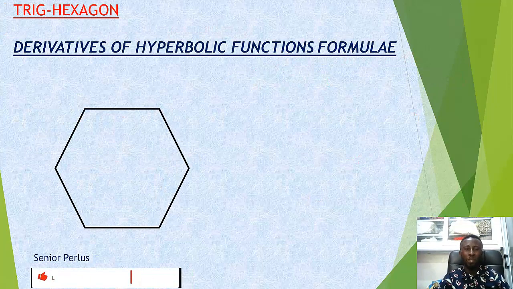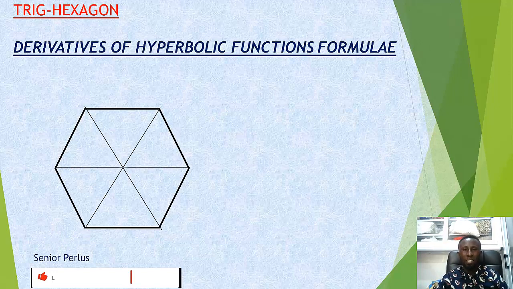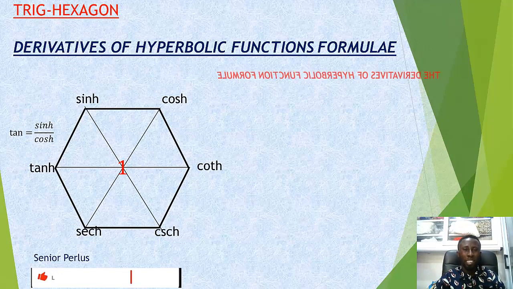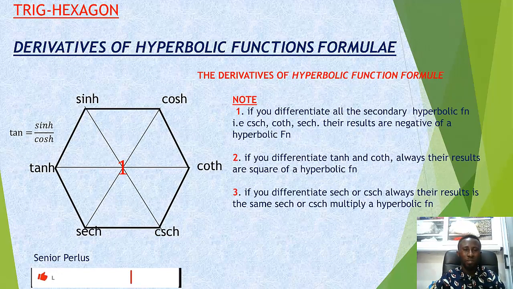Derivative of hyperbolic identity formulae. Let's draw the trig hexagon. Let's take note of this. 1. If you differentiate all the secondary hyperbolic functions, that is cosech, cosh, sech, their results are negative hyperbolic functions. 2. If you differentiate tanh and coth, always their results are the square of a hyperbolic function. 3. If you differentiate sech or cosech, always their result is the same sech or cosech multiplied by a hyperbolic function.